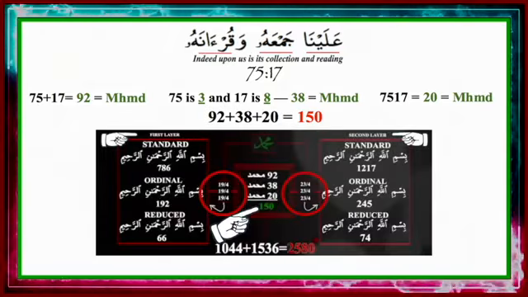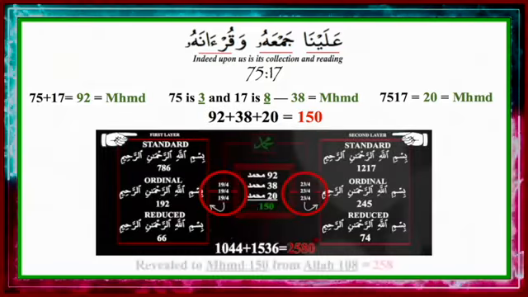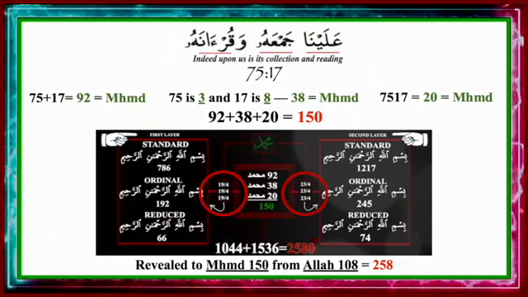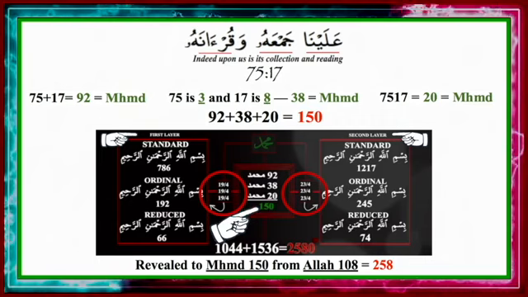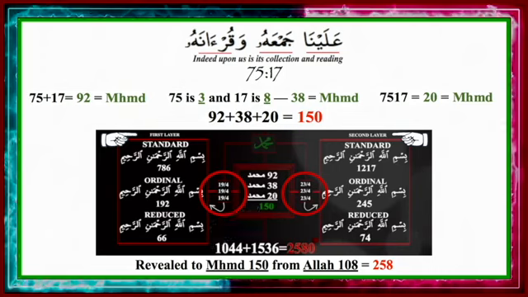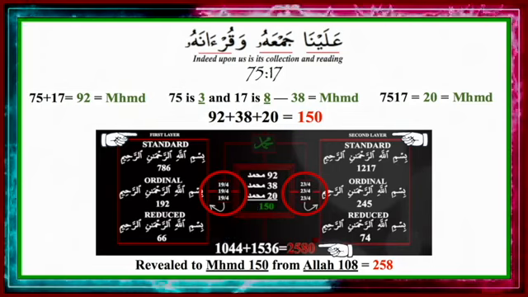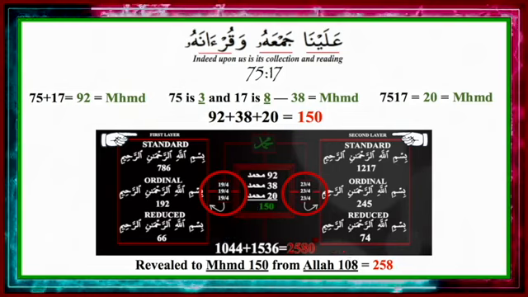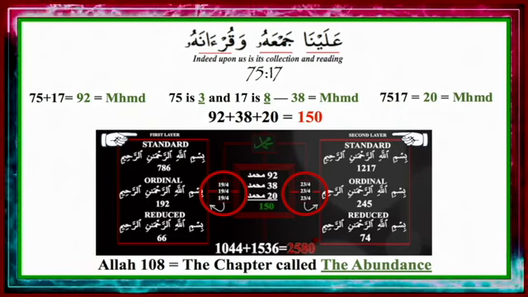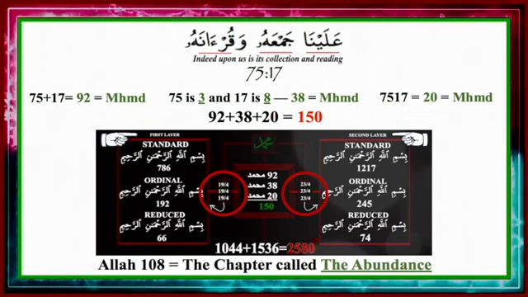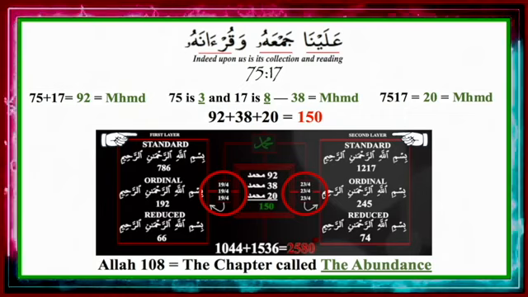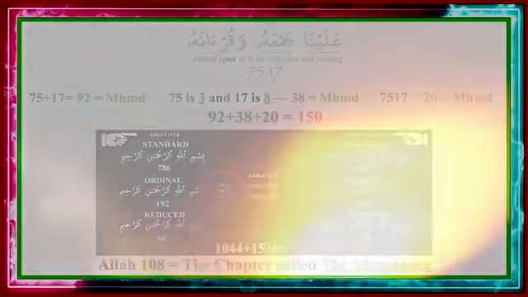Same as we find in the letters of the Basmala, revealed to Muhammad 150, from Allah 108, which equals 258. Same as the science of the Basmala. Now notice Allah equals 108, and 108 is the chapter called the Abundance, which brings us to the next demonstration.